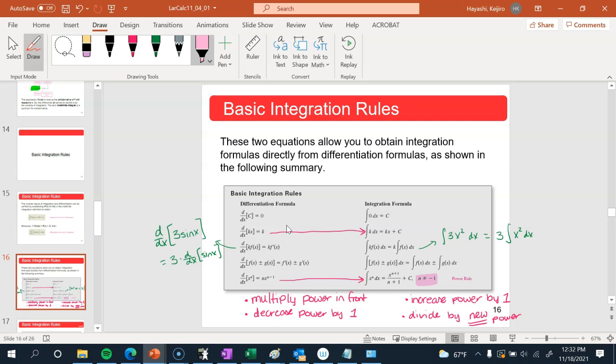But yeah, those are the integration rules. They're just the reverse of the differentiation rules. I mean, sometimes it even ends up being the same, like the constant multiple rule right here, and the sum and difference rule right here. But for the most part, they're the same rules in reverse.